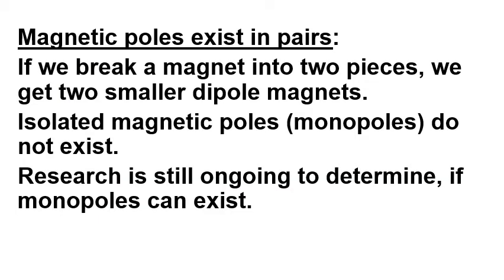Magnetic poles exist in pairs. If you break a magnet into two pieces, we get two similar dipole magnets. That is, isolated magnetic poles or monopoles do not exist, although research is still ongoing to determine if monopoles can exist.